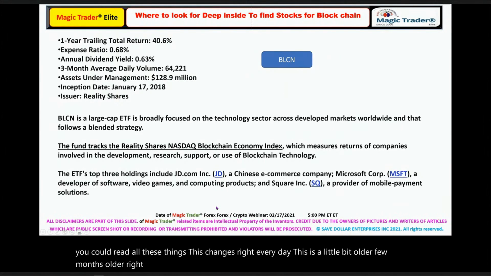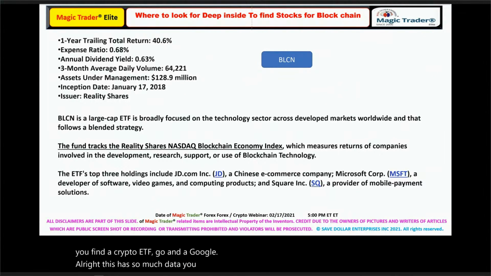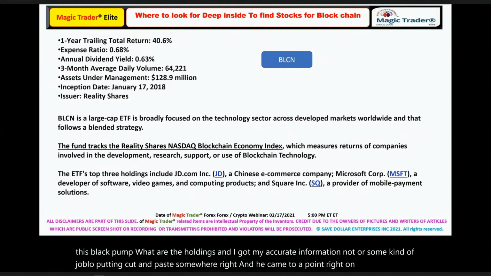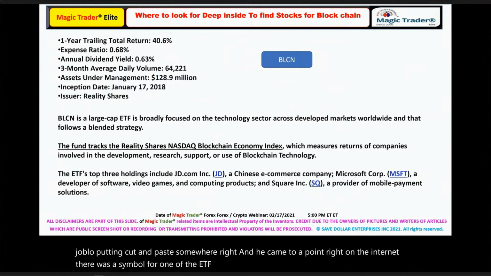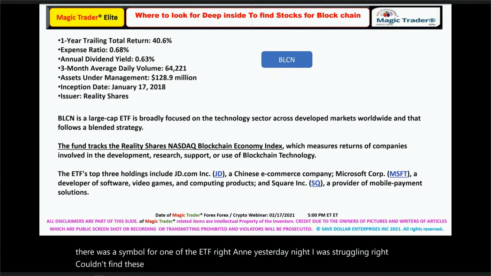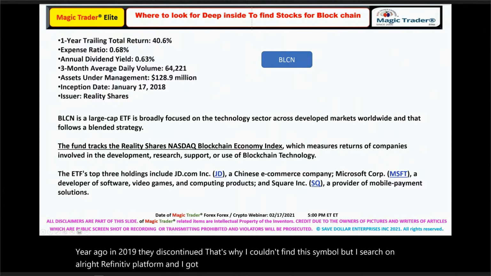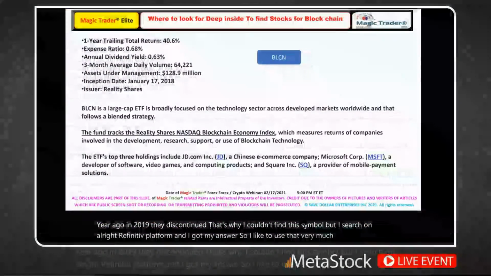So basically, the important part you're going to be looking at: once you find a crypto ETF, go to Google, or Reuters, which has so much data. You don't need to go on Google for anything. I just go on the Reuters platform. What are the holdings? And I get accurate information, not some Joe Blow cutting and pasting somewhere, right? And it came to a point, right? On the internet, there was a symbol for one of the ETFs, right? And yesterday night, I was struggling, right? Couldn't find the symbol. Then I read some old news on Reuters. The fund was discontinued a year ago, in 2019. That's why I couldn't find the symbol. But I searched on the Refinitiv platform and I got my answer. I like to use that very much because it's a pretty good platform.